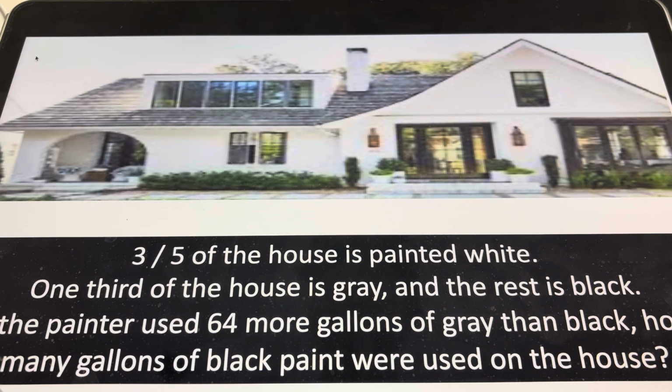There's a house. Once upon a time, there was a house. 3/5 of the house is painted white. You know, most of it. 1/3 of it is gray. And the rest is black. If the painter used 64 more gallons of gray than black, how many gallons of black paint were used on the house? Good luck. Please hit pause and give it a whirl.